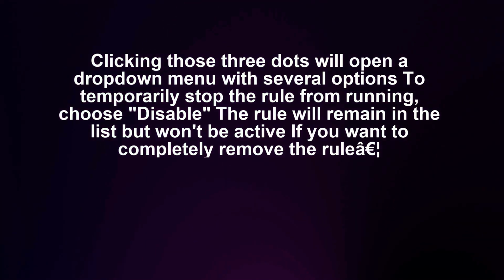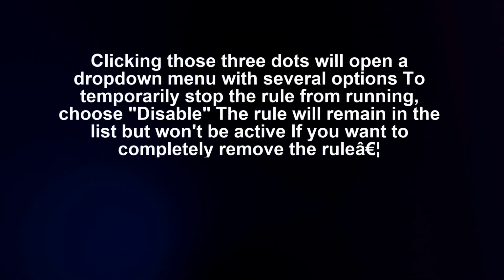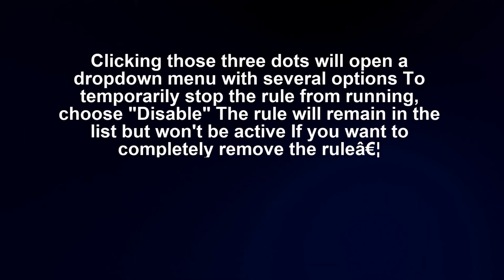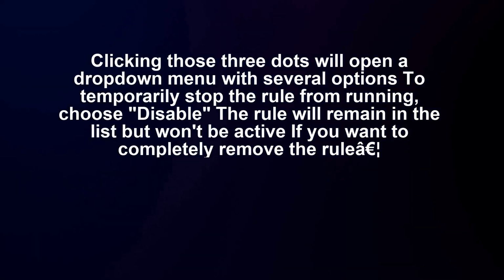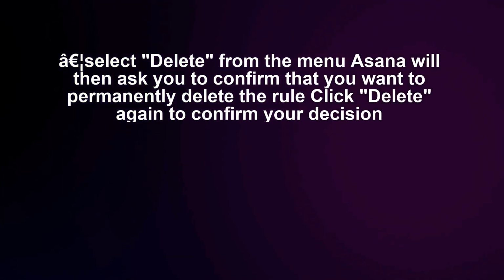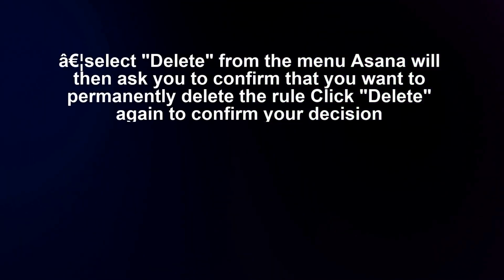Clicking those three dots will open a drop-down menu with several options. To temporarily stop the rule from running, choose Disable. The rule will remain in the list but won't be active. If you want to completely remove the rule, select Delete from the menu. Asana will then ask you to confirm that you want to permanently delete the rule. Click Delete again to confirm your decision.